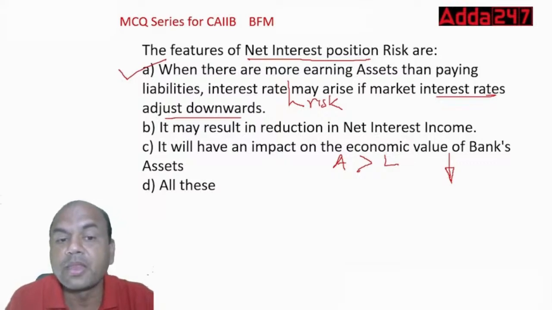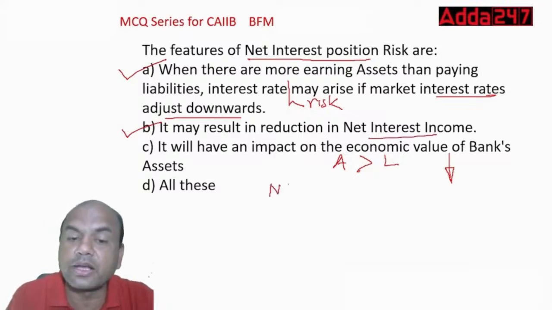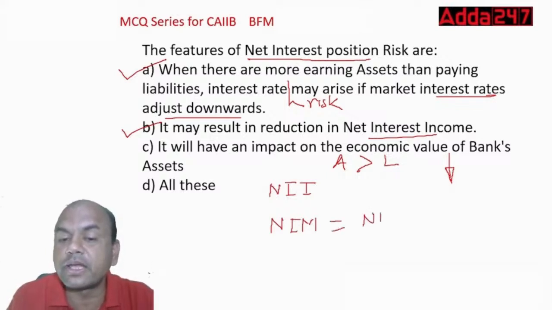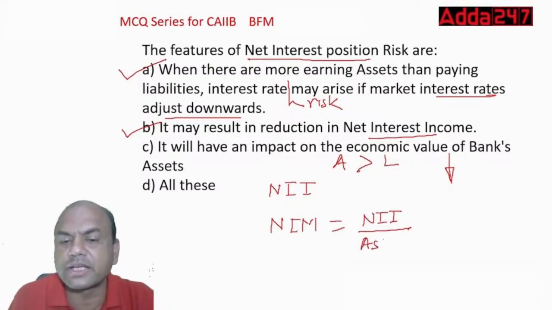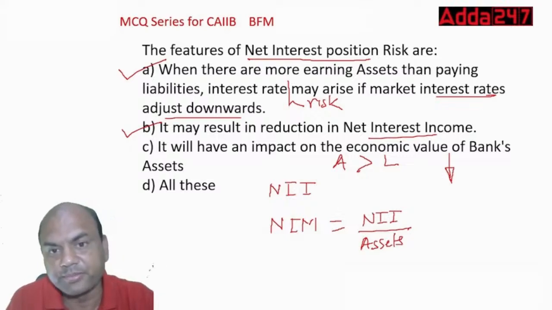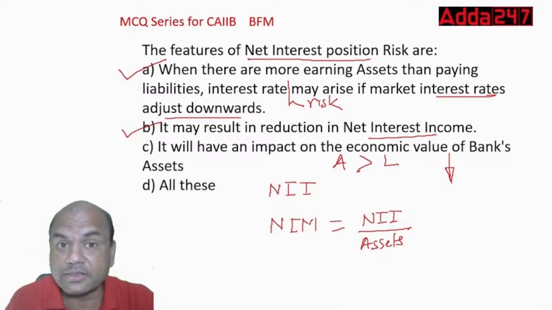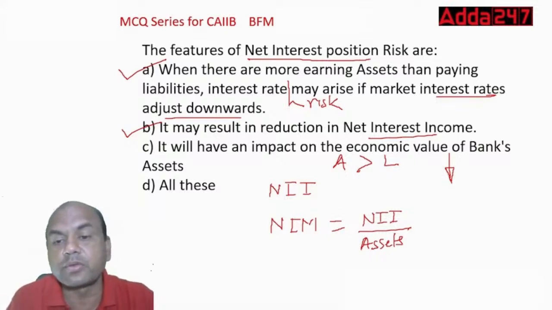What about B? It may result in reduction of net interest income. So that is also true. It may result in reduction of NII. What is the difference between NII and NIM? NII means net interest income. NIM equals NII upon earning assets. You can write it as assets also, but actually it's earning assets, not NPA ones. NII means net interest income, the difference between your interest earned and interest paid. It will have an impact on the economic value of the bank's assets.